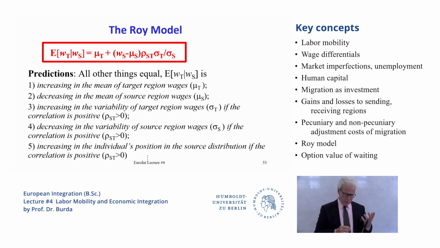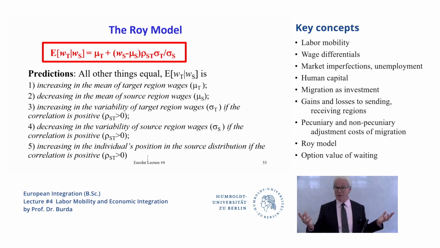We also know that it's decreasing in the source region wages. So as things get better at home, that's going to decrease the spread. That's kind of common sense. But the variability is what we haven't talked about. The variability given the correlation and variability abroad. If the target wage increases, this is going to increase your probability to migrate if the correlation is positive.